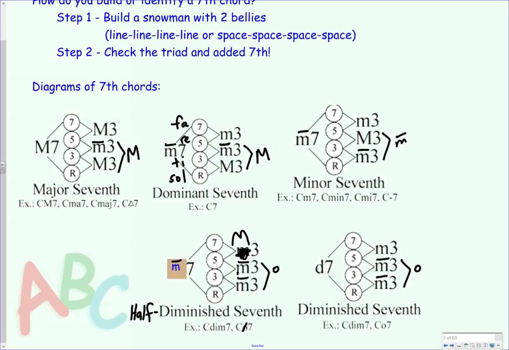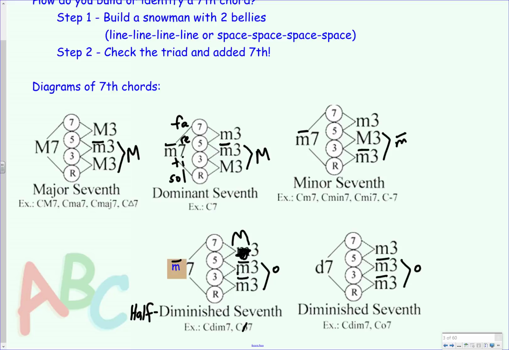Okay, so let's review our half diminished 7th. In our half diminished 7th chord, remember that we have a diminished triad and a minor 7th interval from root to 7th. And in our fully diminished 7th chord, we have a diminished triad and a diminished 7th from root to 7th.